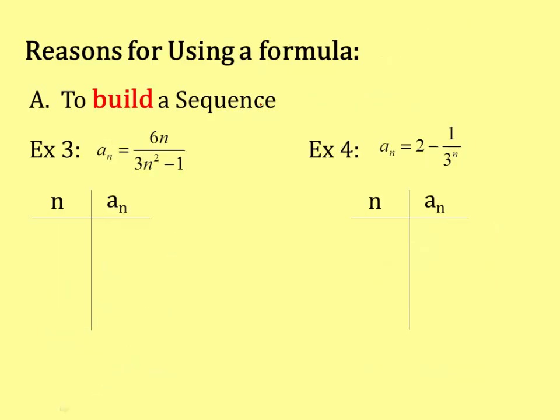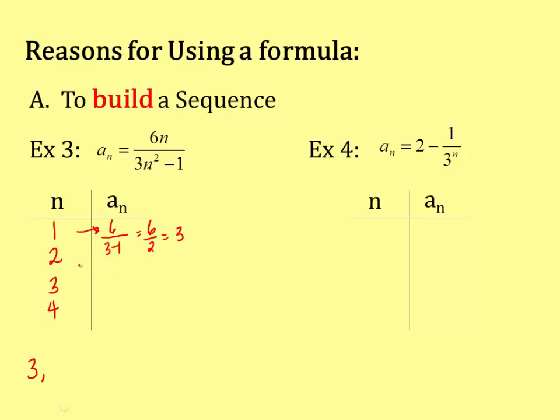All right, to build a sequence, look, we keep doing more examples because they can be more complex. So let's just look at this. If I want to do the first 4 terms again, okay, let's plug in a 1. So 6 times 1 is 6 over 1 squared is 1 times 3 is 3 minus 1. So it's 6 over 2, which is 3. So my first term in my sequence is 3.